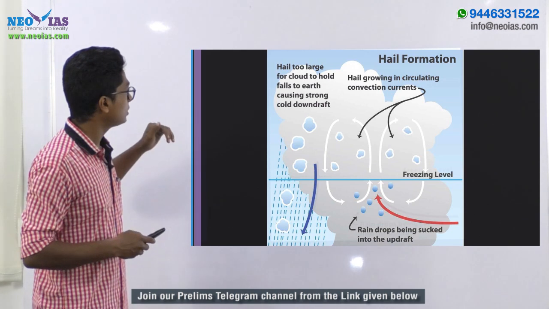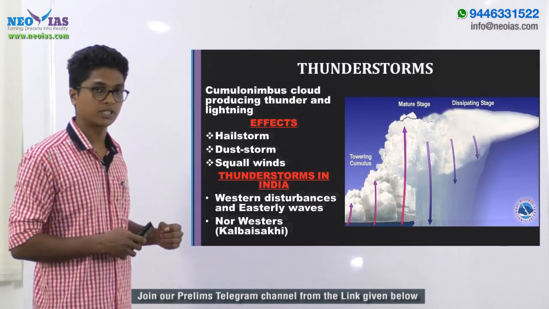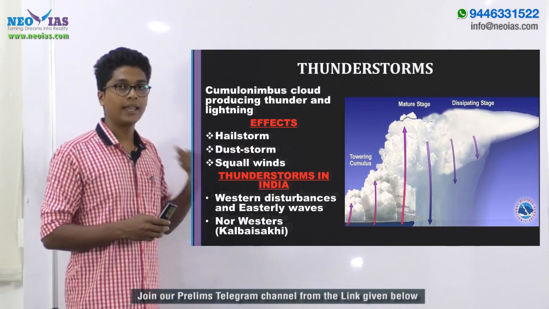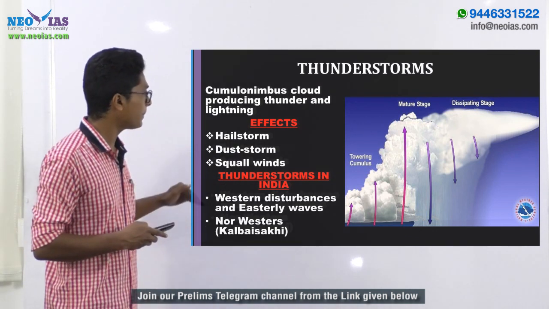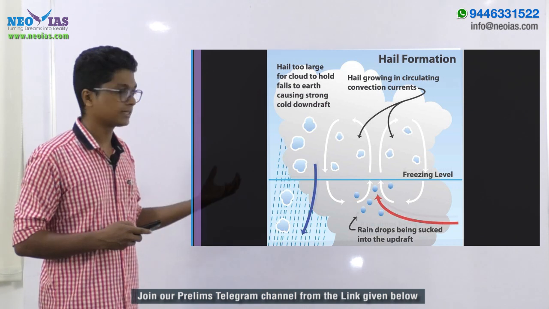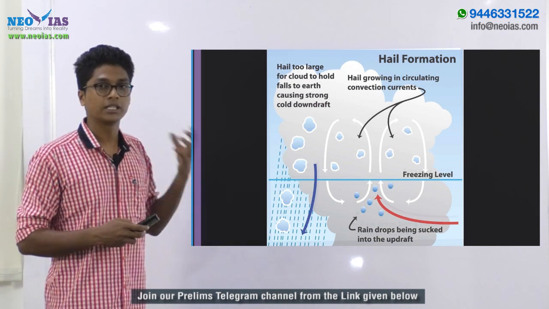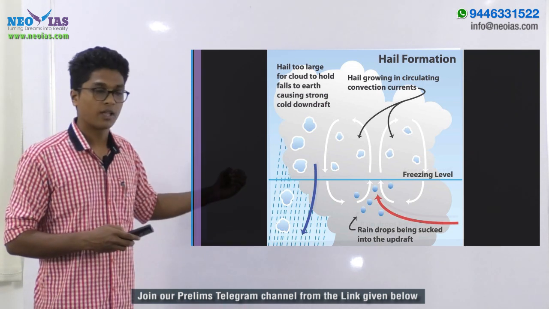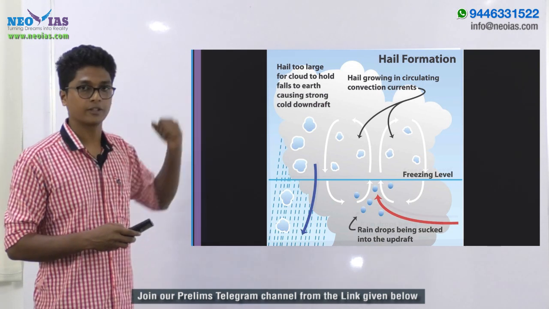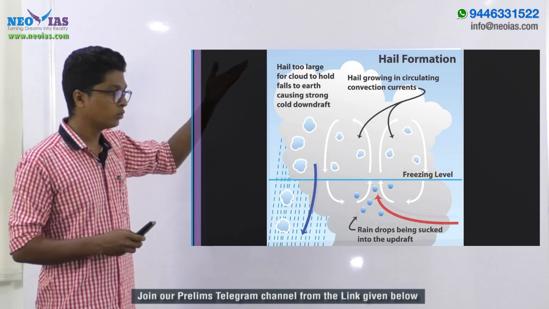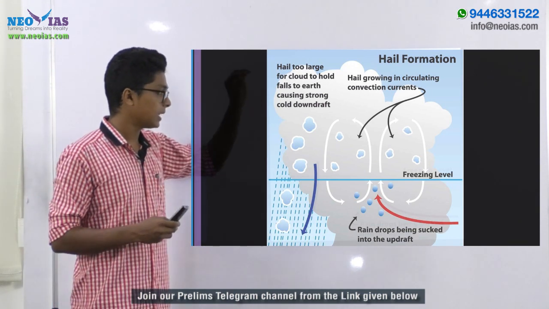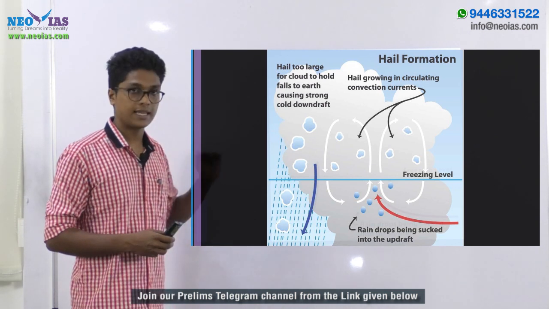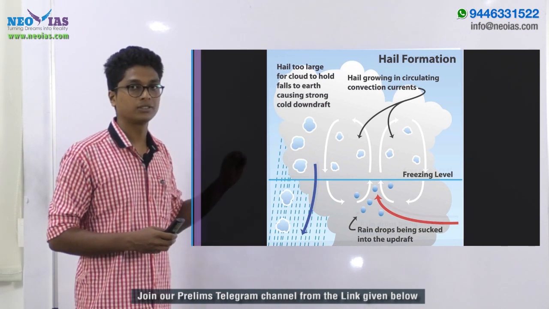Now coming back to the effects of thunderstorms, right? The main effect of a thunderstorm, one is the hailstones. Now hails are like ice crystals, right? They are frozen rain droplets. What happens is that during a thunderstorm we will be having upward moving wind. Now when the wind moves upward, it will be carrying the moisture, the water vapor, towards the upper atmosphere. Now as the height increases, the temperature of the atmosphere comes down.